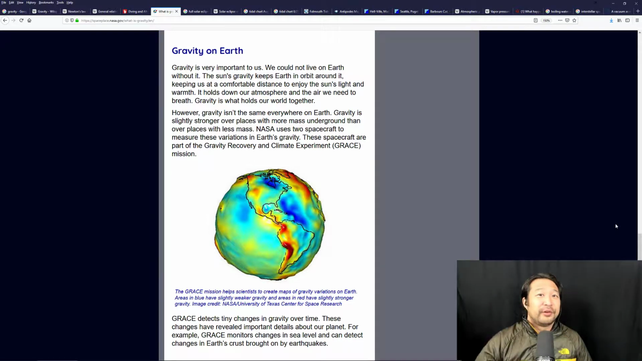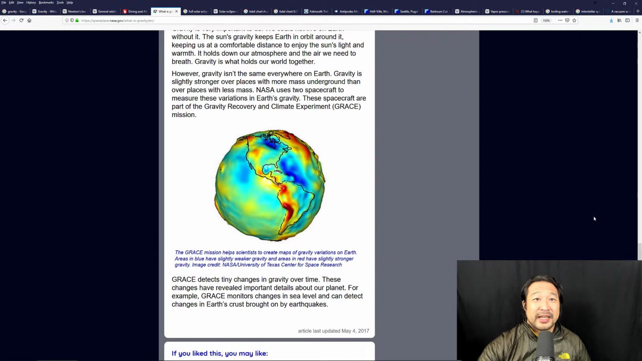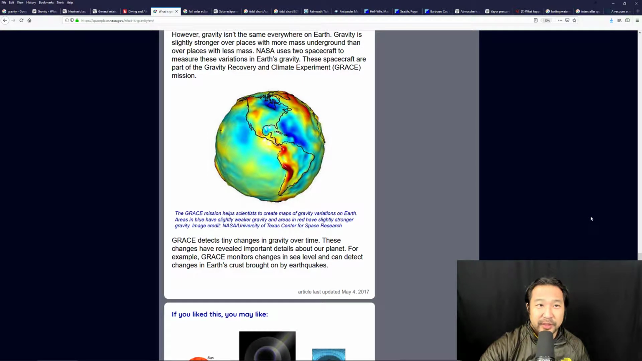However, gravity isn't the same everywhere on Earth. I repeat, NASA: gravity isn't the same everywhere on Earth. Gravity is slightly stronger over places with more mass underground than over places with less mass. NASA uses 2 spacecraft to measure these variations in Earth's gravity. These spacecraft are part of the Gravity Recovery and Climate Experiment, GRACE mission.